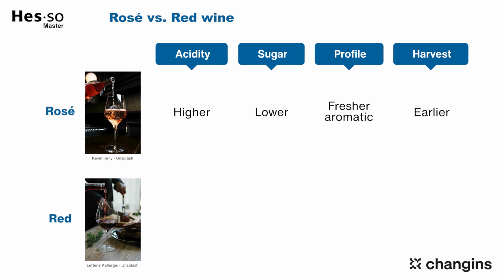In contrast, red wines benefit from lower acidity, higher sugar concentration, and especially greater phenolic maturity. To achieve this, grapes are harvested later, allowing more time for sugar accumulation in the pulp and for tannins and color compounds to fully develop in the skins and seeds. This later harvest supports deeper color, rounder tannins, and a fuller body in the final wine.